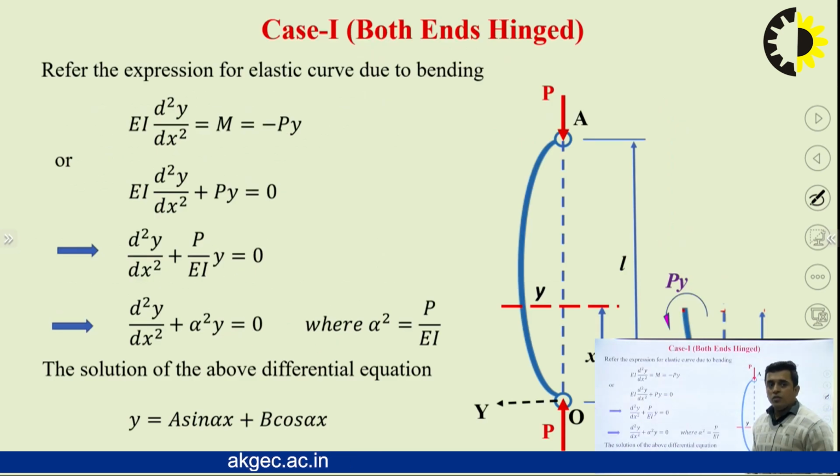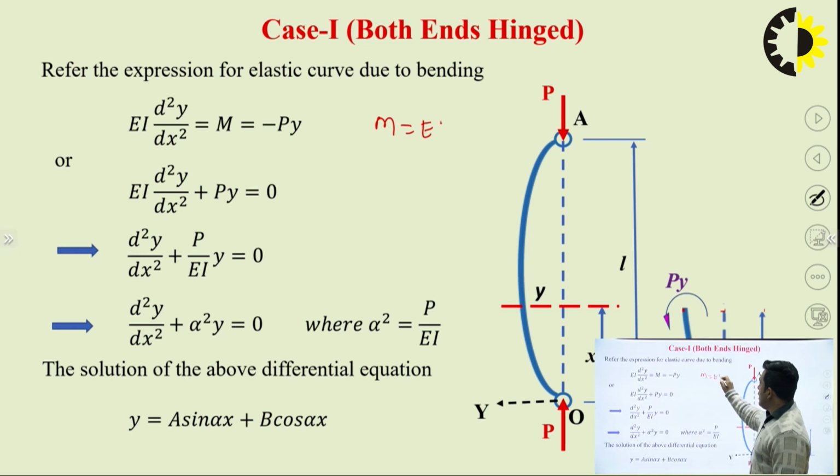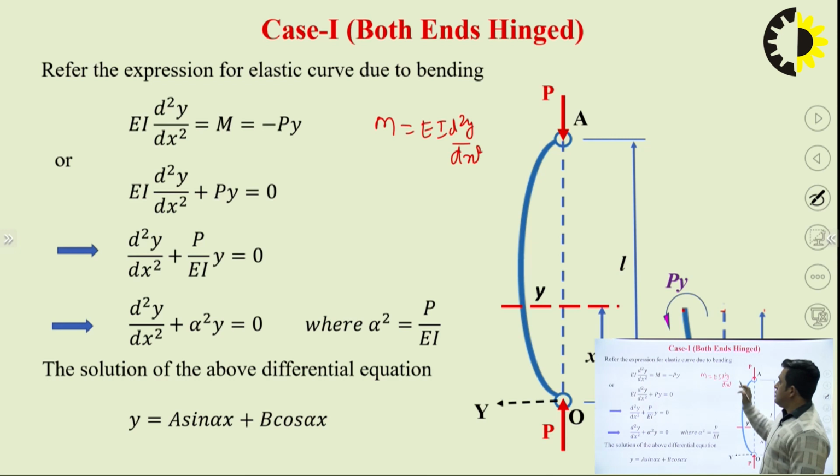Now this was the first case which we have discussed. What we have seen here is a column subjected to hinged load. Now from our slope deflection equation, we know that M is equal to EI d square y by dx square. This is our slope deflection equation. Now the column is hinged at both ends. Both points A and O are hinged.